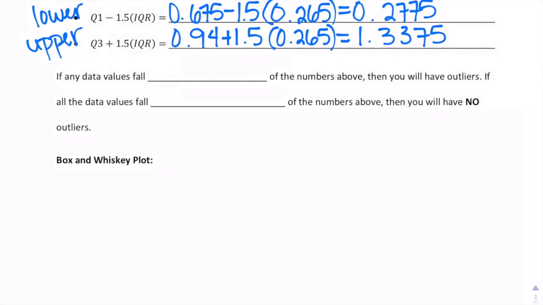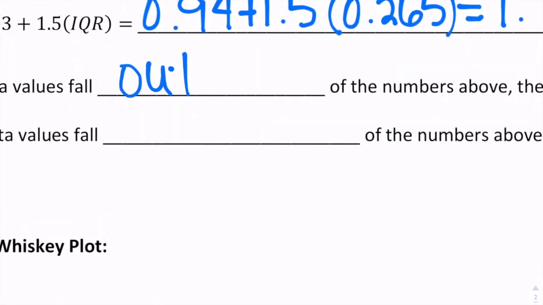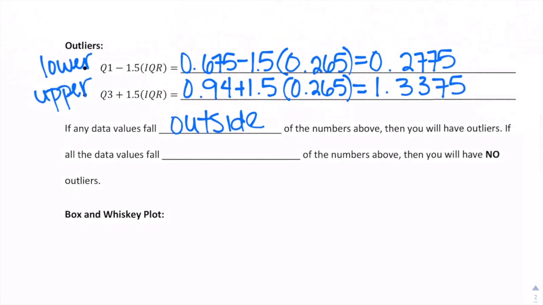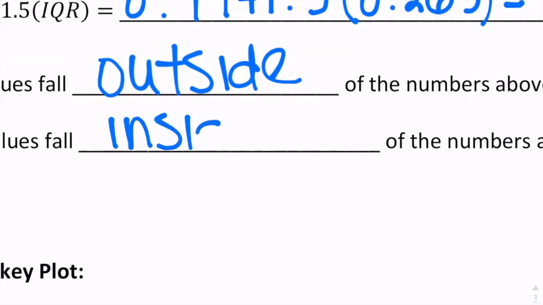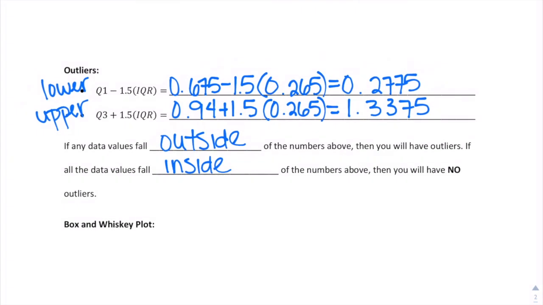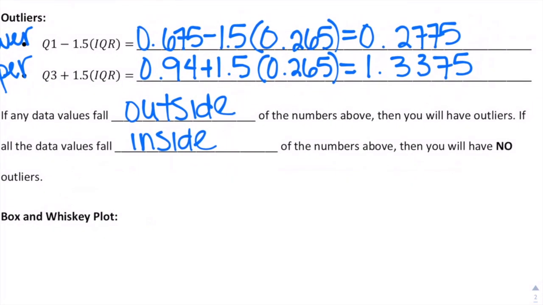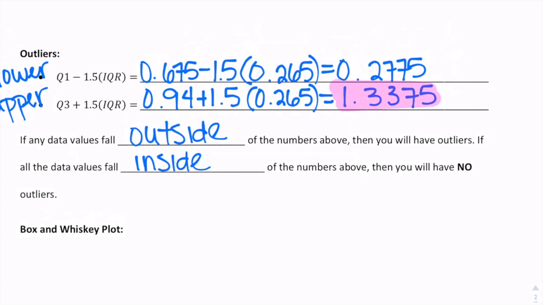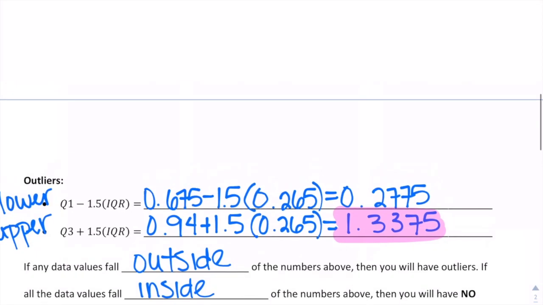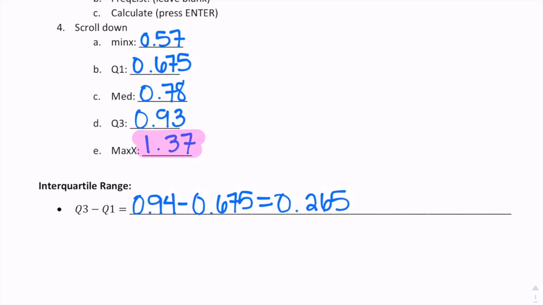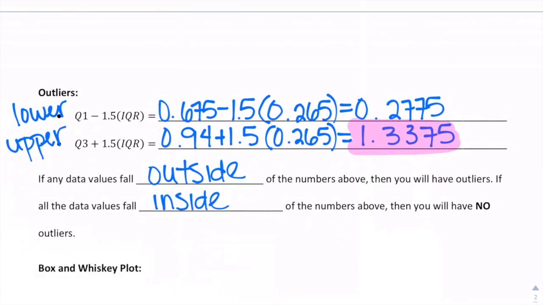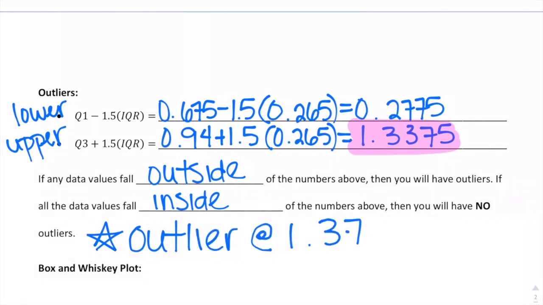And so if any data values fall outside of the numbers above, then you will have outliers. If all of the data values fall inside of the numbers above, then you will have no outliers. And so it's important to make a note that if you look at your upper value, it's 1.3375, and then if you go to your maximum value, it's 1.37, which is outside of that. So we actually will have, for this data set, an outlier at 1.37.